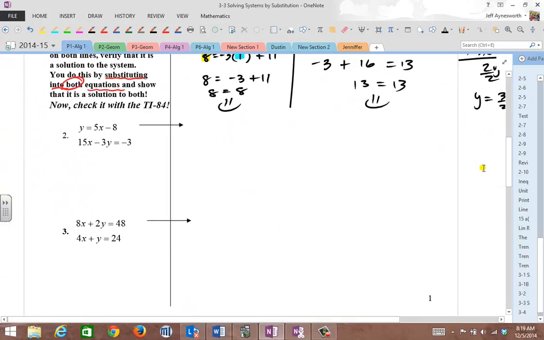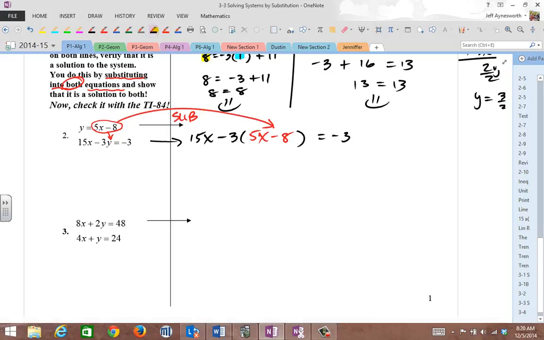All right, so here we go. Let's go ahead and substitute in again. Let's get your red pen out. Since y is already equal to 5x minus 8, let's go ahead and substitute that in. And I've got 15x minus 3 times whatever y is equal to, equal to negative 3. And notice that I just read it from left to right. And wherever I see y, I substitute what y is equal to. It's called a substitution. So bring in y, which is 5x minus 8. Substitute that in there. And then solve for x.